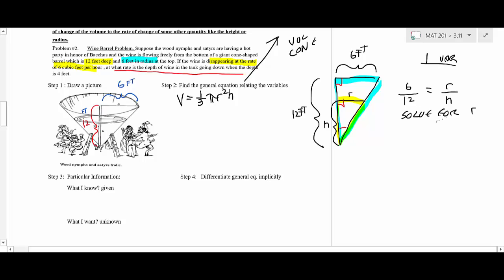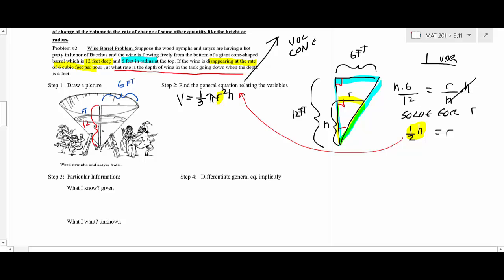That's the key. So cross multiply this, or you can just multiply both sides by h. So you're going to get r is equal to, then that reduces to 1/2 h like that. So what you're going to do now is this thing is going to plug in here. So just plug it in, and then we're going to have what we need to differentiate.